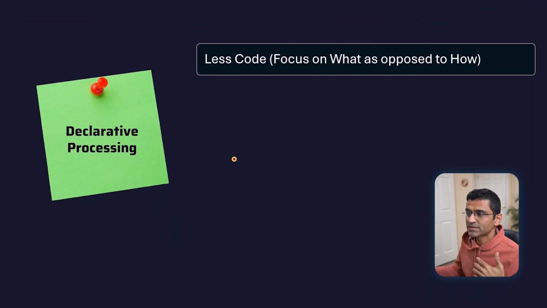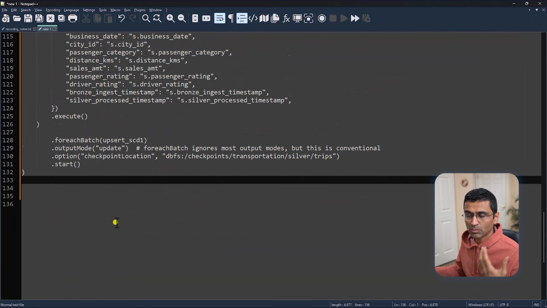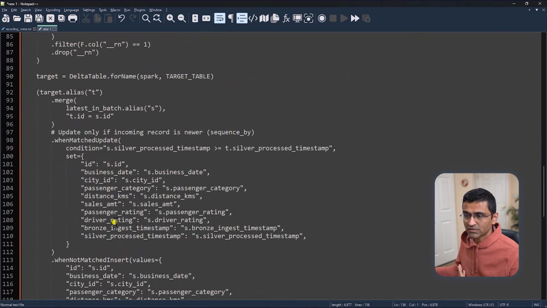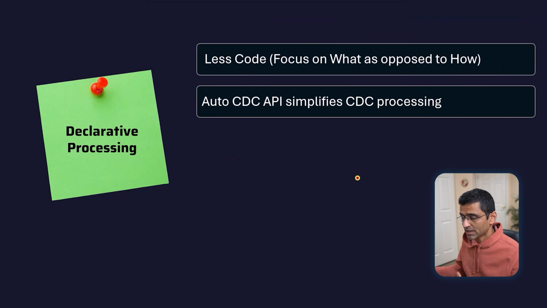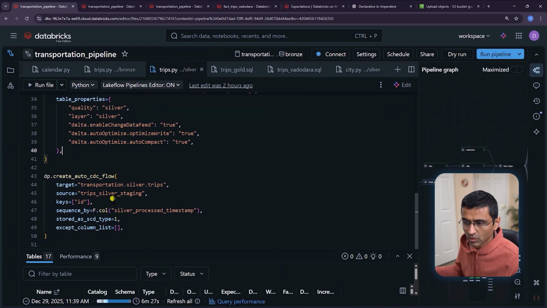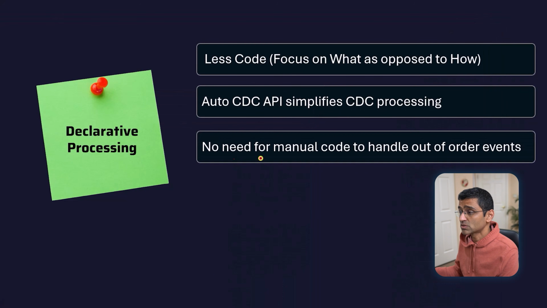So less code means you can focus on your business logic, and you don't have to worry about stitching the workflows, etc. Auto CDC, the Auto Change Data Capture API, simplifies CDC processing. Once again, with normal procedural imperative code, for CDC you have to write all this logic: when not matched, when matched update, and so on. Whereas when you are using a declarative flow, all you do is specify your key and just create an auto CDC flow, and that's it. The next point is no need for manual code to handle out of order events.